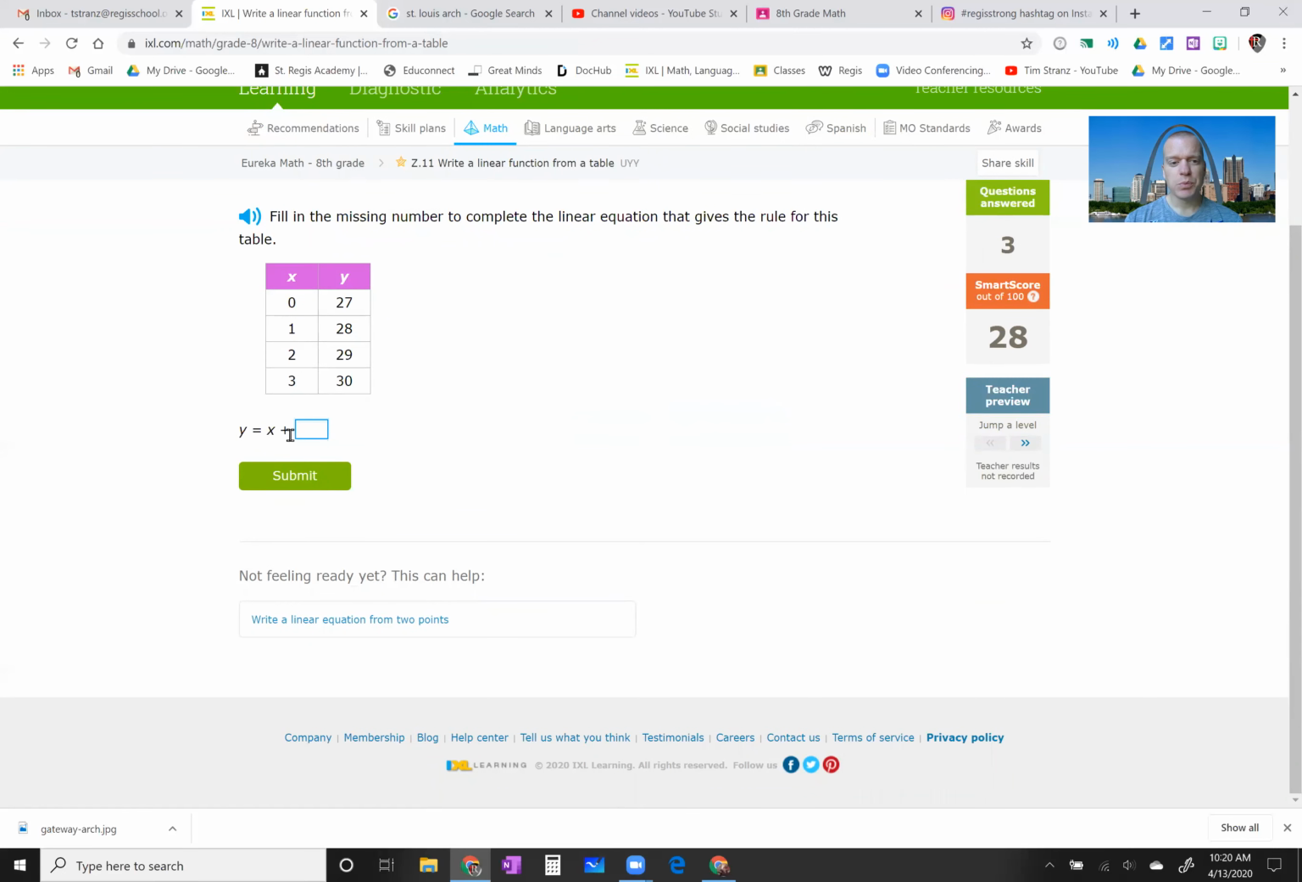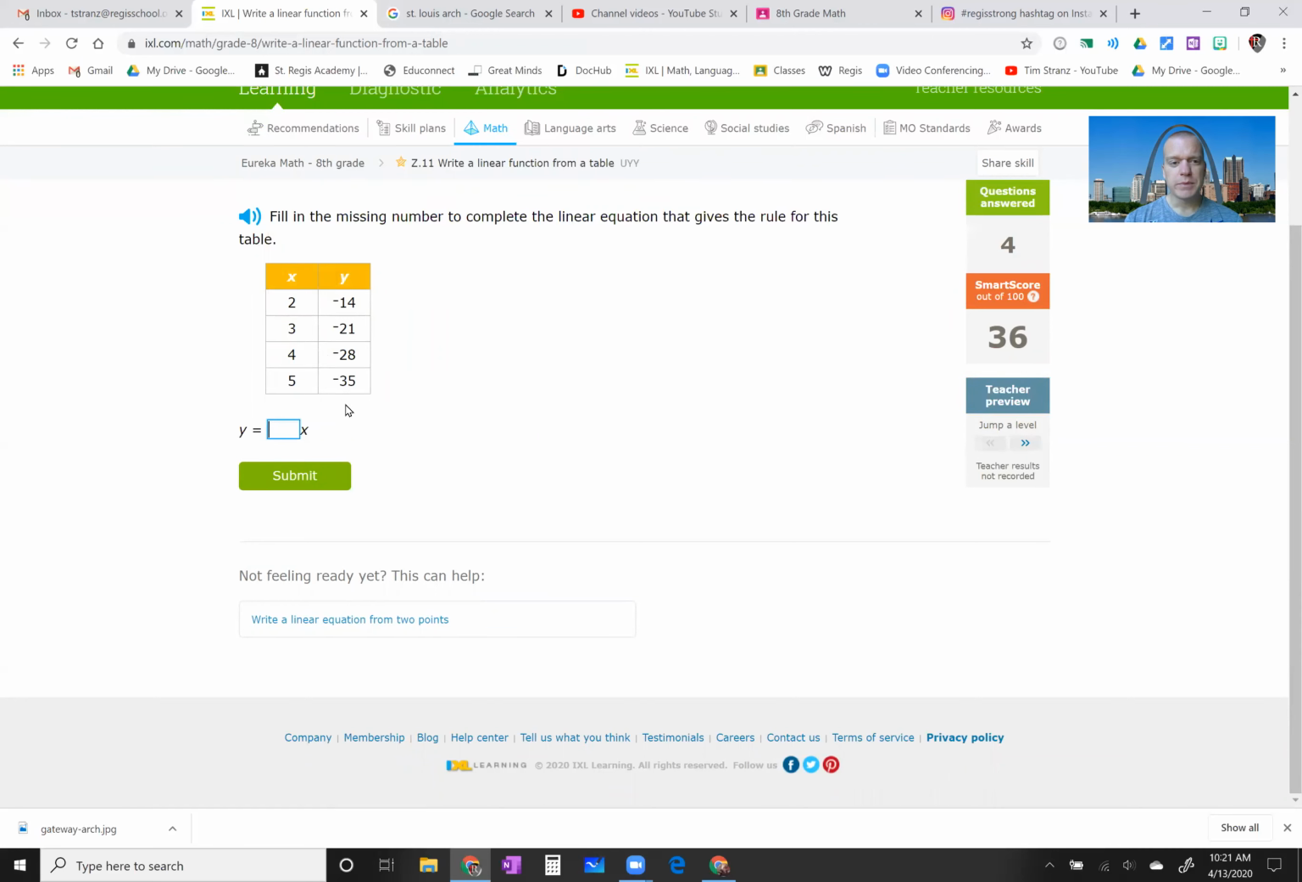Y equals x plus something. So your y's right here equal your x's plus something. Okay. So your y on this one, 27, equals your x plus what? Well, 27, right? And you can tell all these are going to be plus 27, and they will give you these numbers over here. Last one.